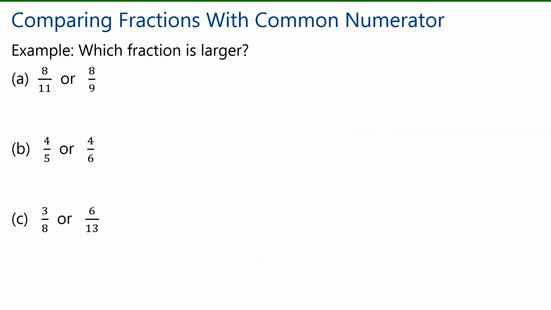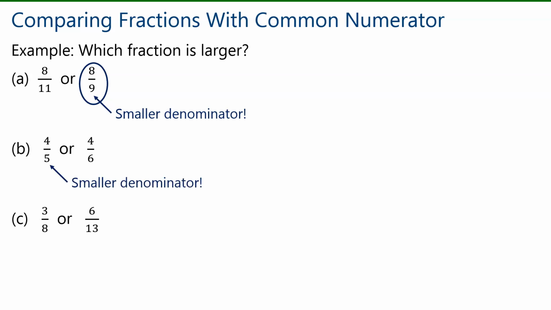So now going back to our fractions 8 over 11 and 8 over 9, since 9 is smaller, that means 8 over 9 is the larger fraction. Now between 4 over 5 and 4 over 6, 5 is smaller, so that means 4 over 5 is larger.